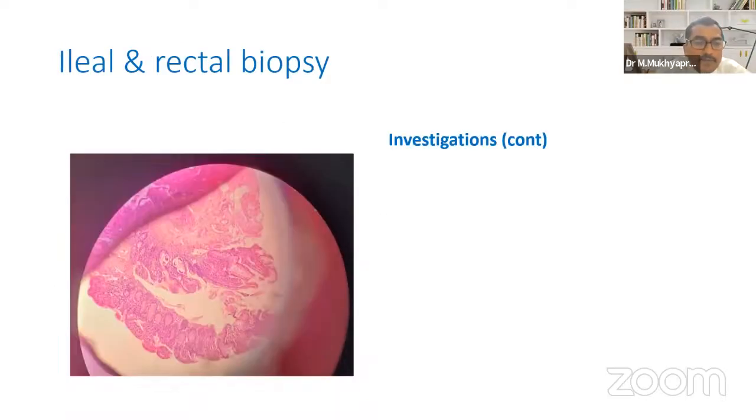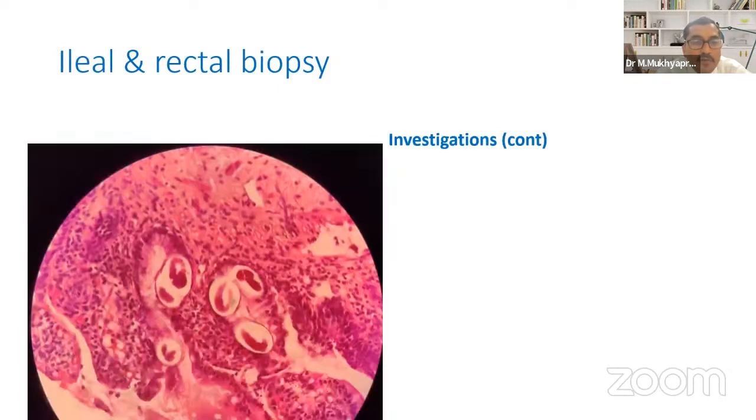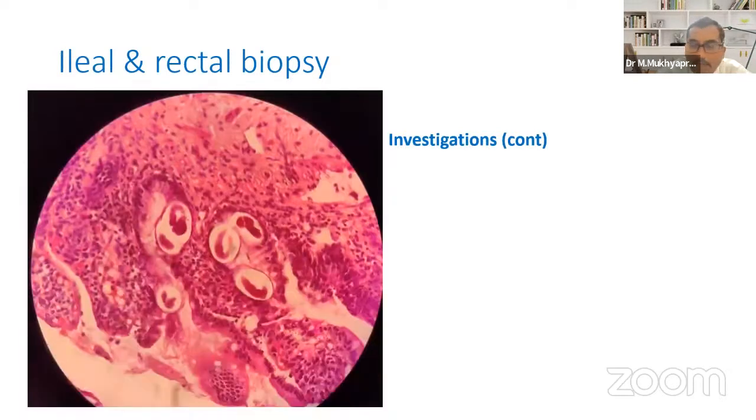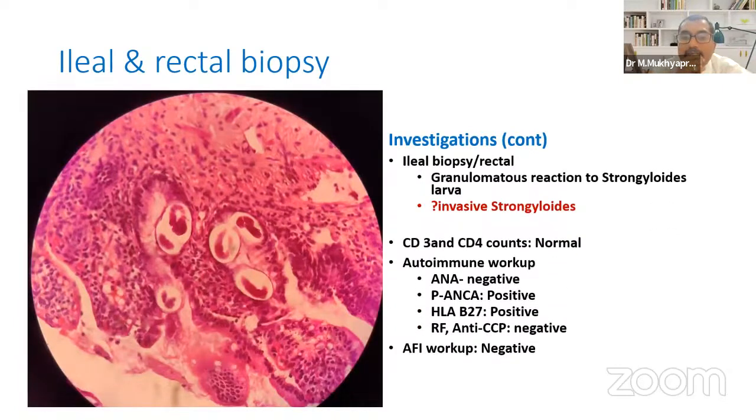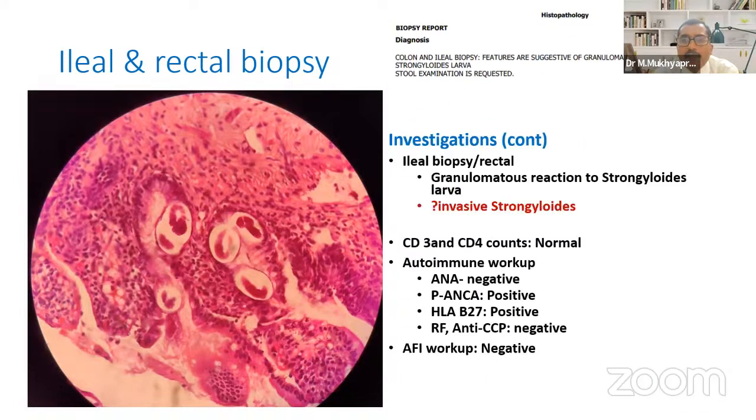So we continued. This was the colonoscopic picture or a biopsy picture. So we can see here, but I am not able to mark it here. Yeah. So it came as ileal biopsy, showing a granulomatous reaction to Strongyloides nematode larvae. This is invasive strongyloidiasis was the biopsy report. CD3, CD4 counts are normal. Autoimmune workup, everything is negative except HLA positive. ANA workup negative. So it was reported as colonic ileal biopsy, features suggestive of granulomatous reaction to Strongyloides larvae. Stool examination is reported.